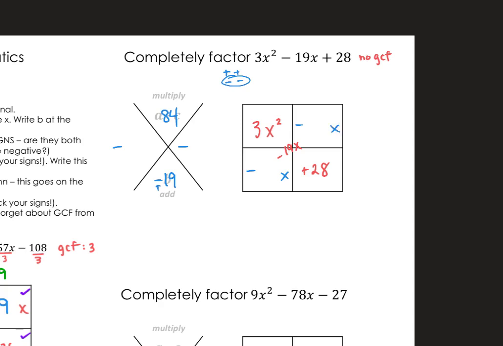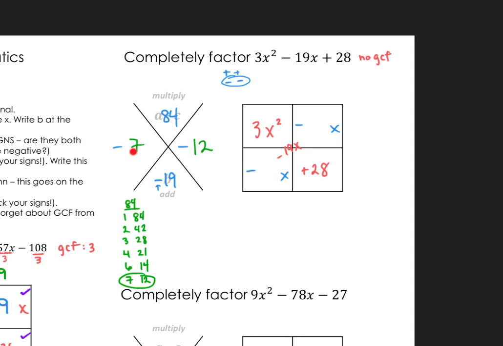Now we need to list out our factors of 84. Starting with 1, it's 1 and 84, 2 and 42, 3 and 28, 4 and 21, and 6 and 14. Oh, and last one, 7 and 12. Since the signs are the same, we're looking for the two numbers that add to make 19, and that's going to be 7 and 12.